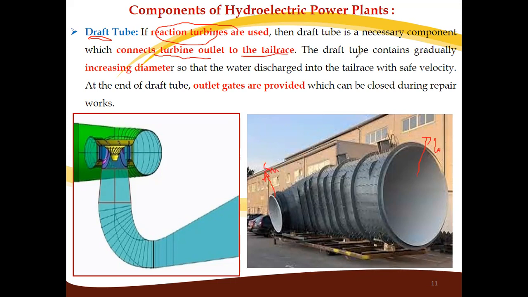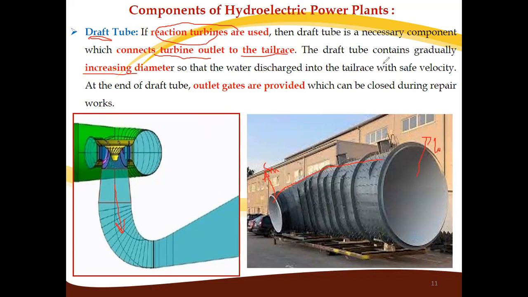So the draft tube has a gradually increasing diameter. If you see from the turbine end to the tail race end, the diameter of the tube gradually increases, and the water passes to the tail race part.